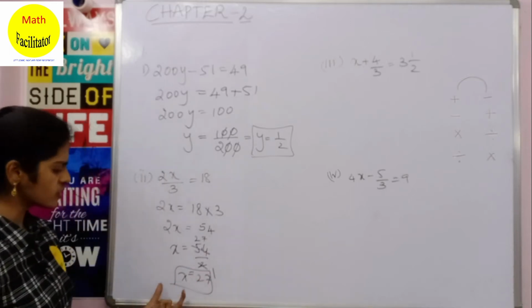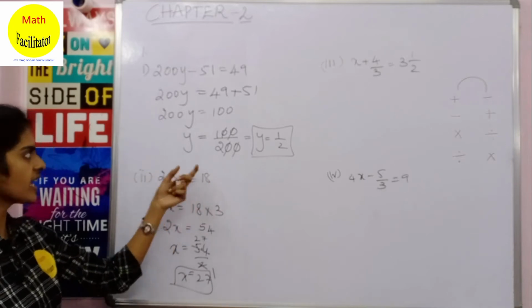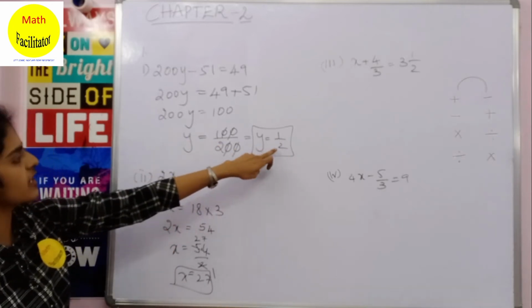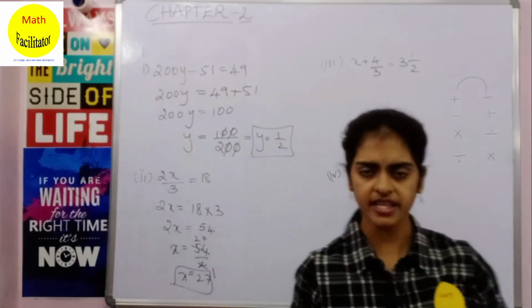You can also substitute this value of x here and recheck if you are getting 18 or not. Here also similarly you can substitute y equal to 1 by 2 to recheck it. Clear? So now moving on to the next bit.